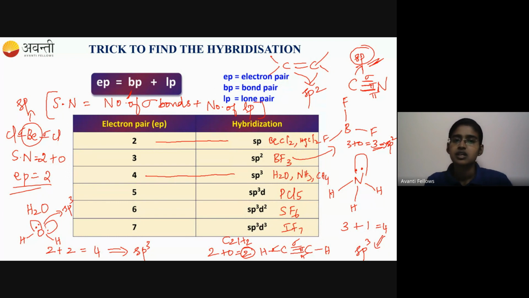So it is only one, not exactly a lone pair. It is resonance. CN minus, no? It is actually CN minus, not CN. So it will be resonating between carbon and nitrogen.